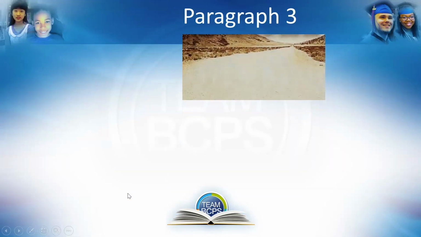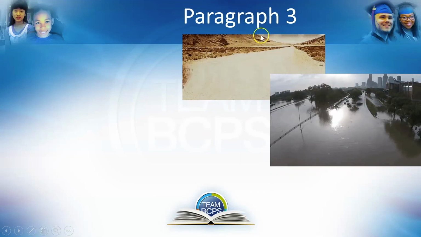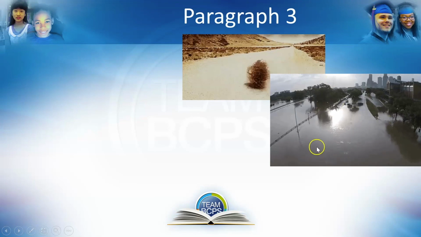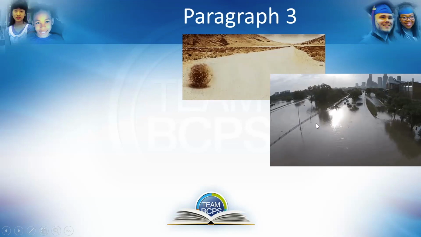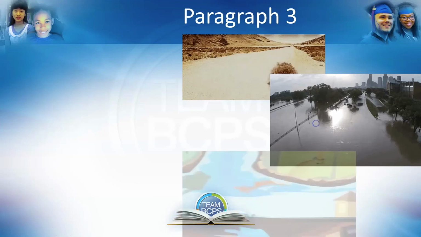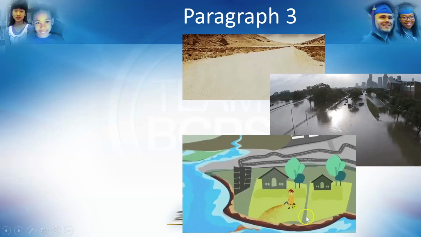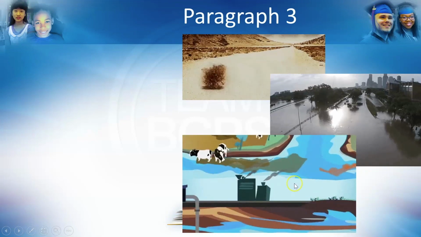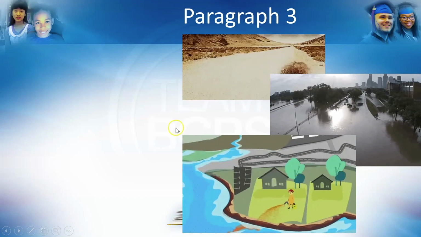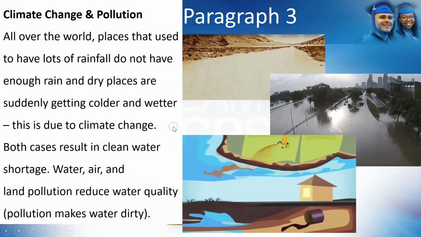So paragraph 3, let's look at the pictures here. So here we have a very dry scene. There is no water. It looks like there is drought. Here we have too much water. We have flooding, which means the water we do have can become polluted and contaminated and is not safe to drink. And lastly, here we can see that the water is becoming polluted and contaminated. So let's read paragraph 3.